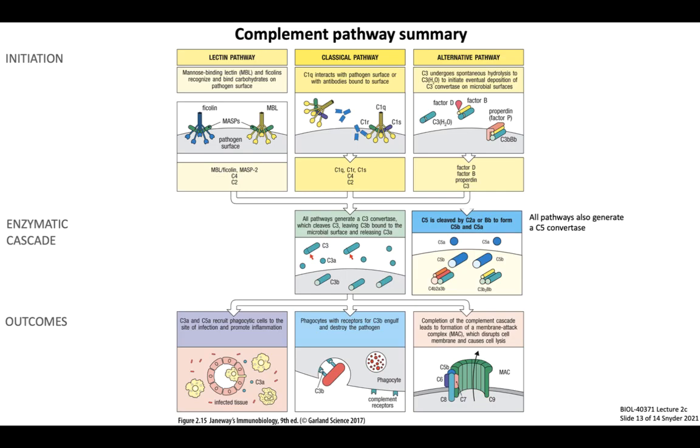This has been a pretty dense lecture in terms of protein complex naming and vocabulary, so here's a summary slide outlining the differences and similarities between the lectin, classical, and alternative pathways of complement activation. We can compare these three pathways in terms of their initiation events, as well as their enzymatic cascades and the complexes used to process key substrates such as C5, as well as their shared final outcomes that help promote host defense from primarily bacteria and fungi.